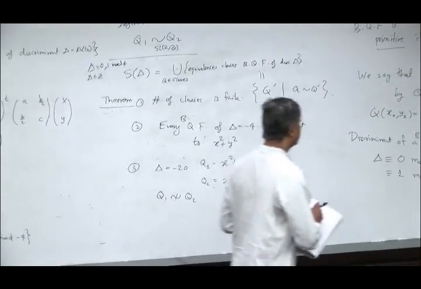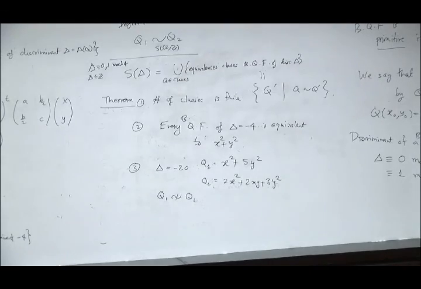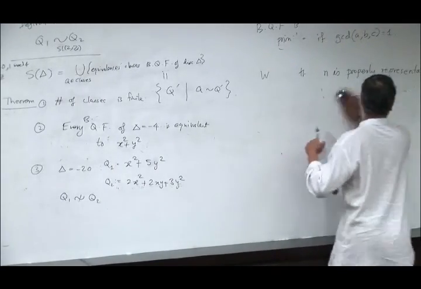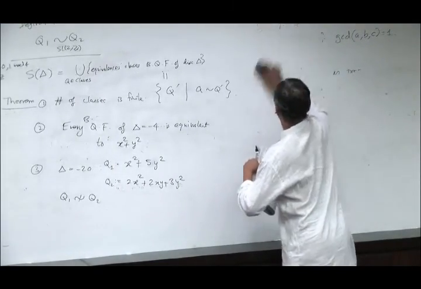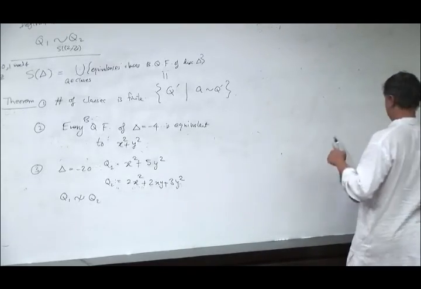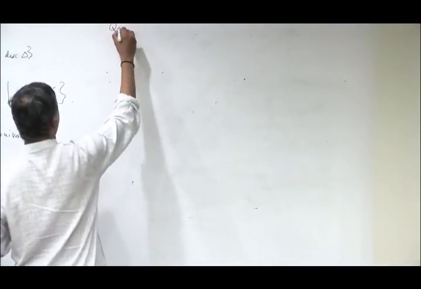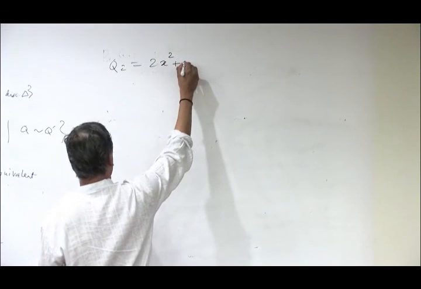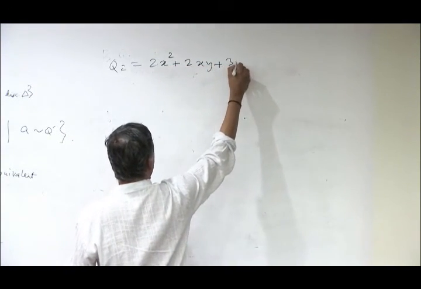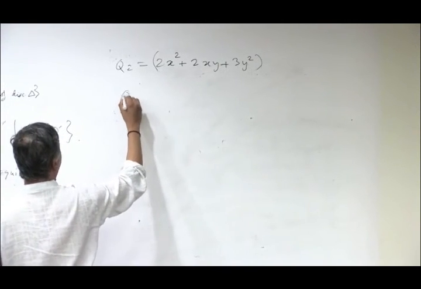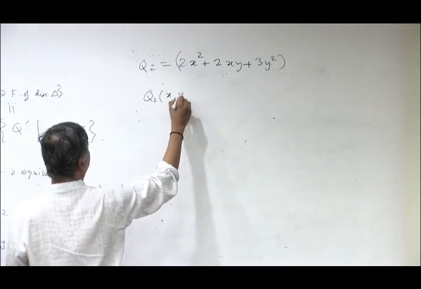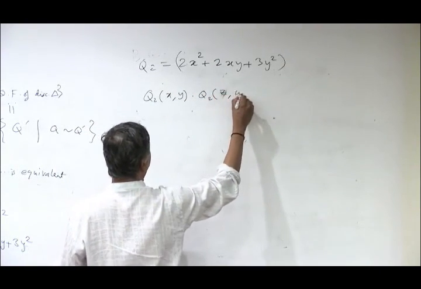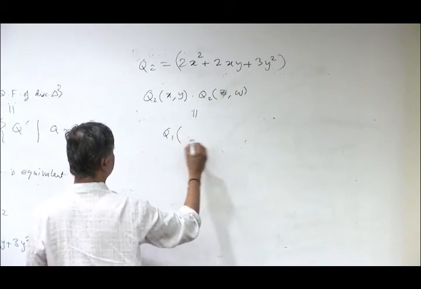Write it here. So what is Q2? Q2 is a quadratic form of discriminant minus 20, the one that is given here: 2x² + 2xy + 3y². I am multiplying Q2(x, y) times Q2(z, w), and I am saying that this is the same as Q1 of something.